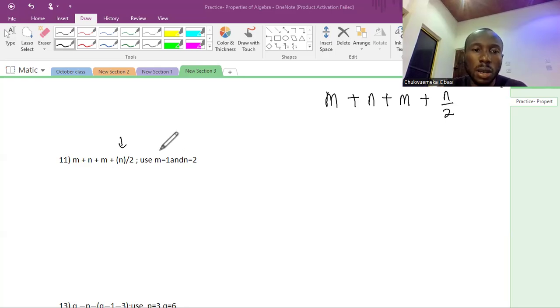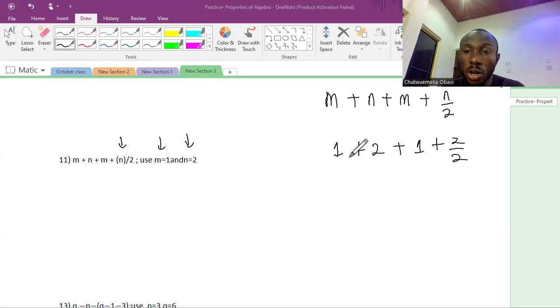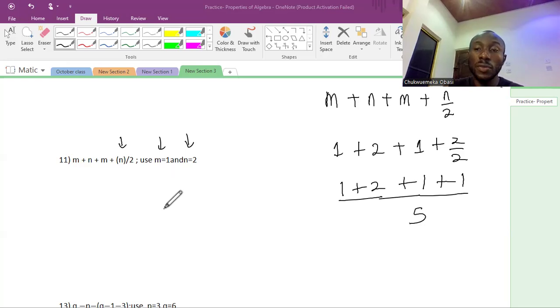So what do you do next? Put in the values of m and the values of n, and you simplify. m is 1 and n is 2. Right? So this is what we've got after substituting. So you want to divide. 2 divided by 2 is 1, right? And now 1 plus 2 is 3, plus 1 is 4, plus another 1 is 5. So the answer to this question is 5. So if you got 5, then you're good and you're doing very well.